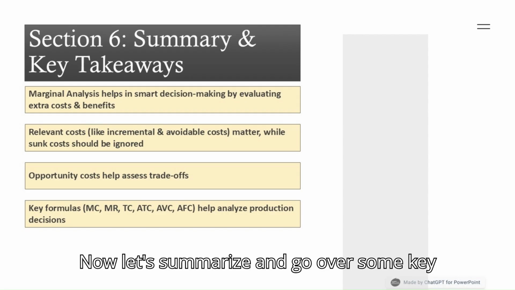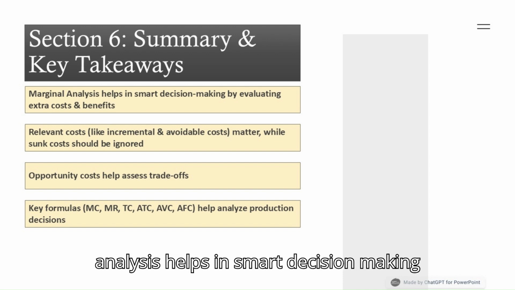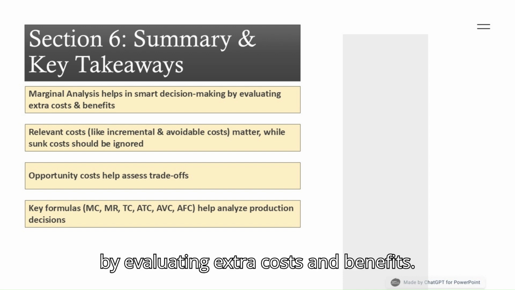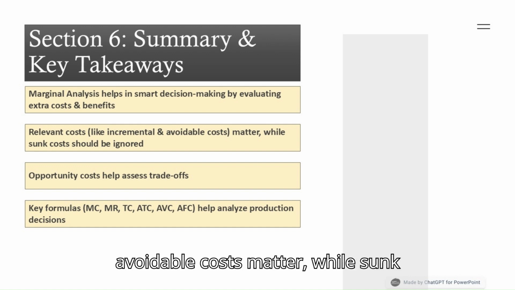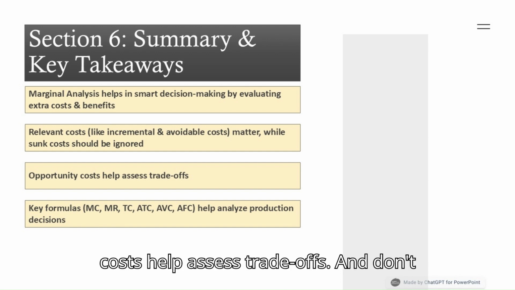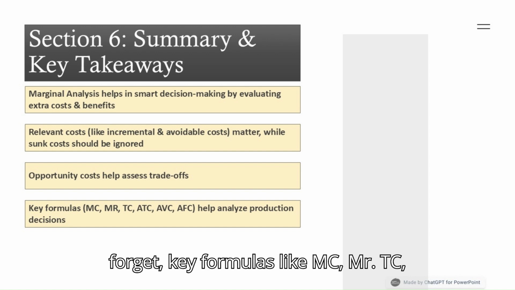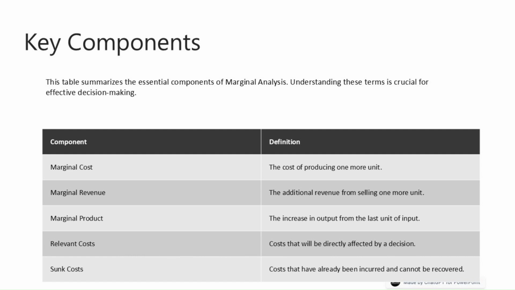Now let's summarize and go over some key takeaways from this section. Marginal analysis helps in smart decision-making by evaluating extra costs and benefits. Relevant costs, like incremental and avoidable costs, matter, while sunk costs should be ignored. Opportunity costs help assess trade-offs. And don't forget, key formulas like MC, MR, TC, ATC, AVC, and AFC help analyze production decisions.